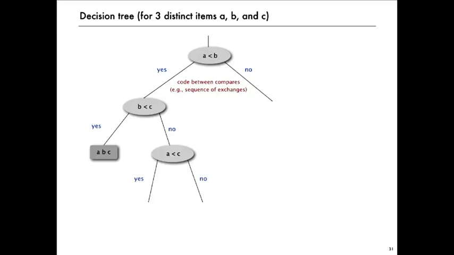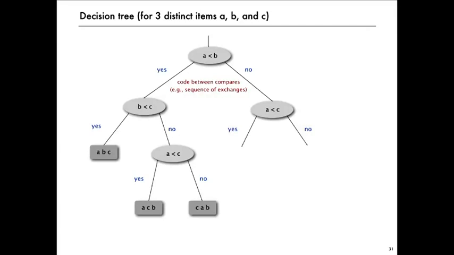If B less than C goes the other way, then it takes another comparison to determine the order. In this case, if C is less than B and A is less than C, then those three compares show that the order has to be A, C, B. And if C is less than A, then it's got to be C, A, B. Those three compares, that C is less than A, C is less than B, and A is less than B, the only possibility is C, A, B.